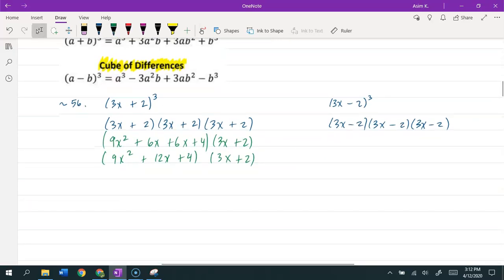But moving it forward, now I have to multiply the 9x squared by the 3x, which gives you 27x cubed. And then the 9x squared by the 2, that gives you 18x squared.